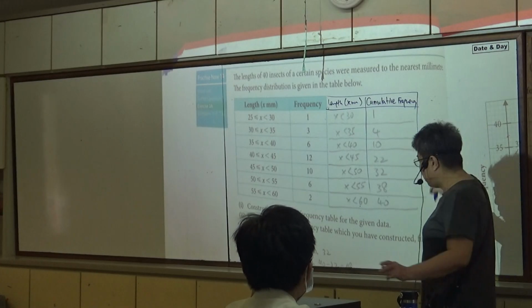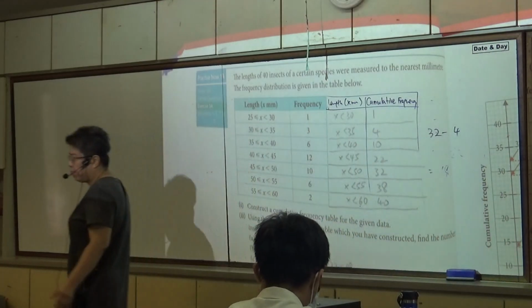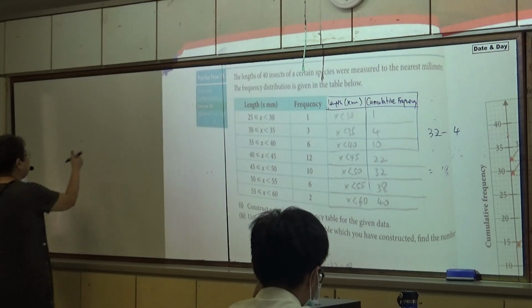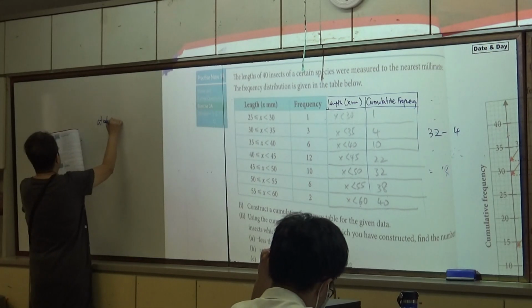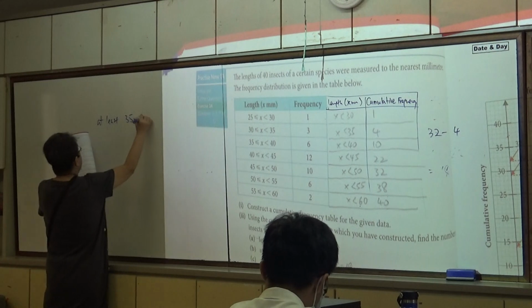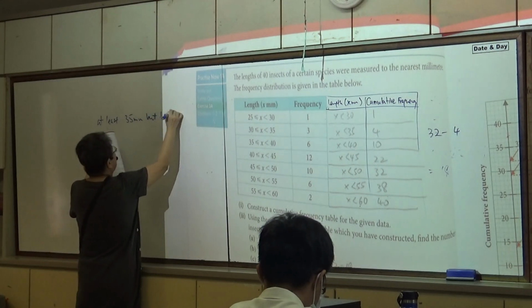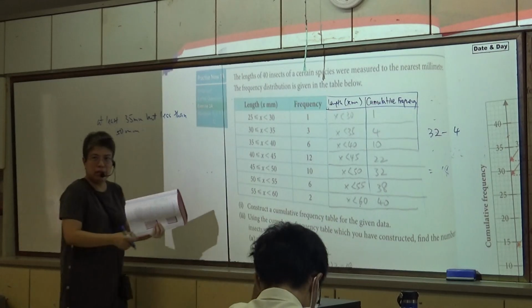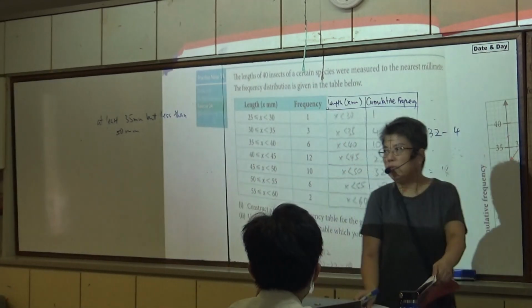Do you understand? Okay, wait. I write the question on the board. Then you can see what I'm talking about. All of you look up. At least 35 mm, but less than 50 mm. Okay, all of you look at this statement.